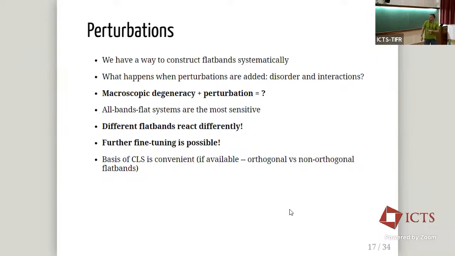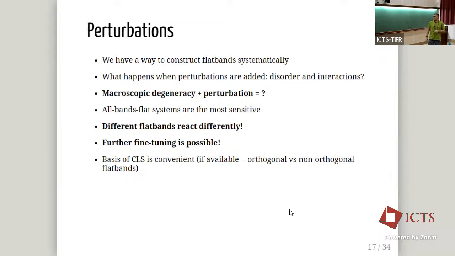I'm mostly going to focus on disorder and interactions. I'm going to discuss the case of macroscopic degeneracy, flatband plus a perturbation, and I will focus on the case of the all-band flat systems for reasons that will become clear in a moment. So the main message that I have is that different flatbands react differently. If you add perturbations, then different parts of this flatband manifold of the flatband Hamiltonians will show different reactions.